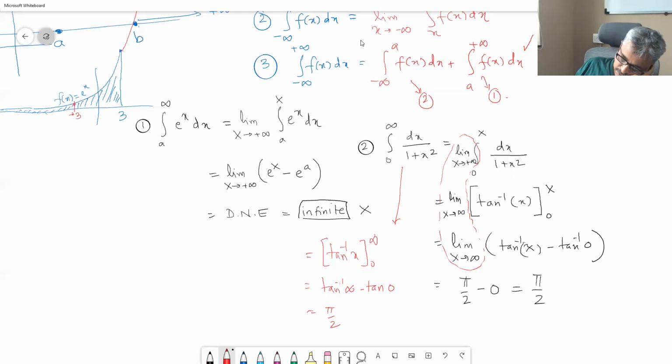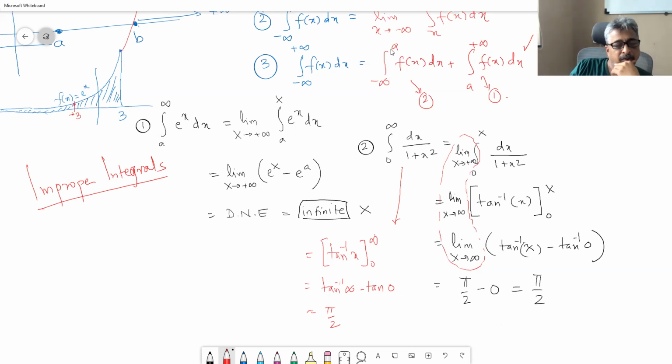So these are your improper integrals. Improper integral of type 1 we have discussed today, and type 2 we will discuss tomorrow, in the next lecture. What are improper integrals of type 1? Where you expect the upper limit and lower limit a and b to be finite numbers, but they are not. Either they are minus infinity or plus infinity, or one of them is finite. So that is what we discussed today.